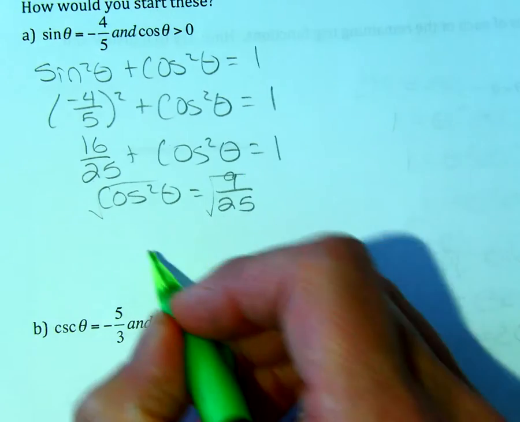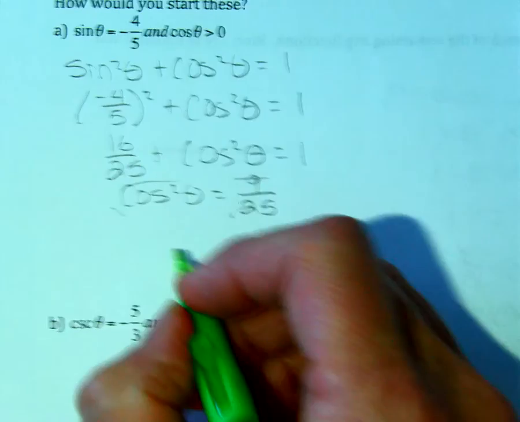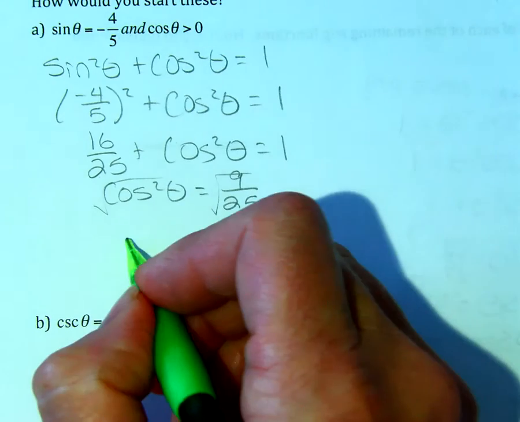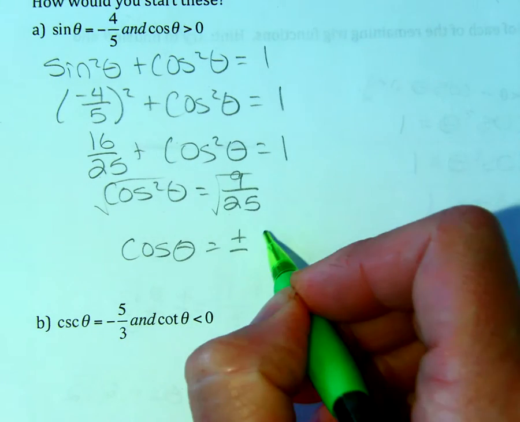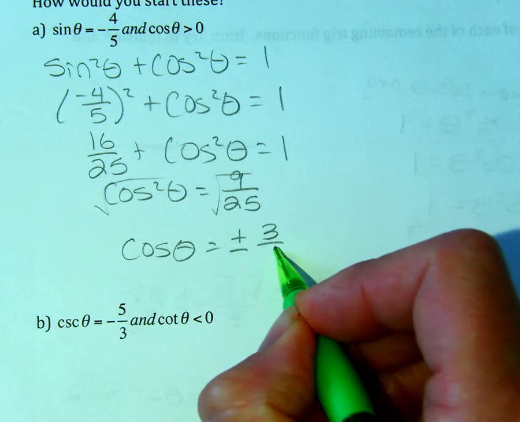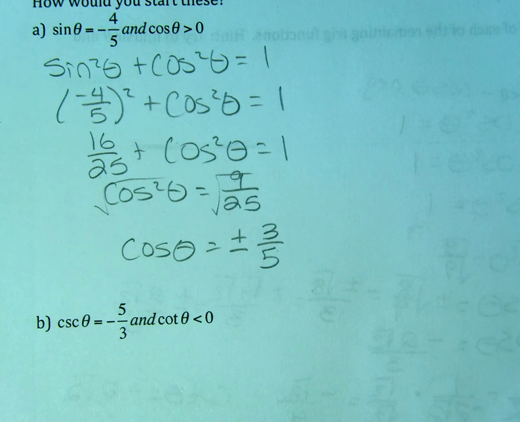Now you can square root both sides. You want to solve for cosine, not cosine squared. Don't forget your plus minus. The square root of 9 is 3. The square root of 25 is 5. Now, I don't want plus or minus.